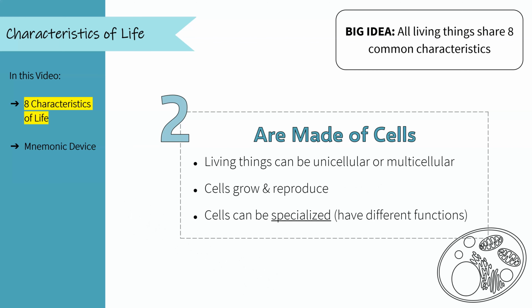Our second characteristic is that all living things are made of cells. Some living things are unicellular, they're just one cell, and some are multicellular, they're made of many different cells. Cells themselves grow and reproduce or divide. And cells can be specialized. We see this in mostly multicellular organisms where different cells in the body have different functions. So if you think about yourself, you have neurons that are cells, you have muscle cells, and they have different jobs in your body.